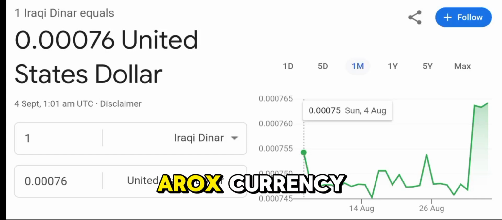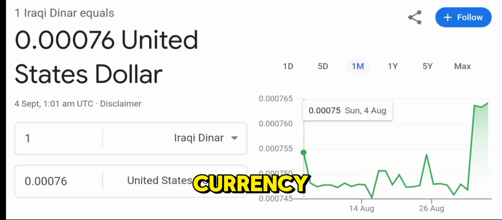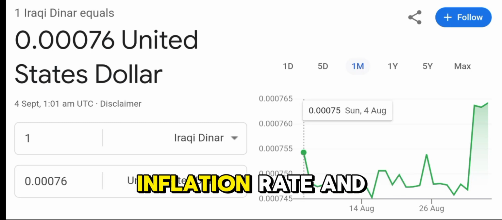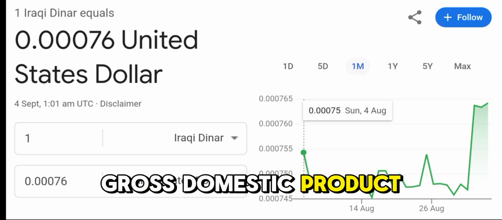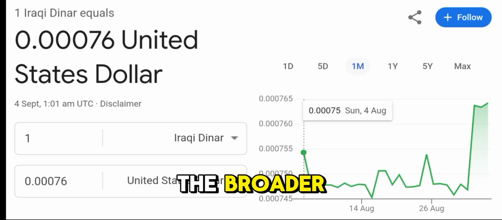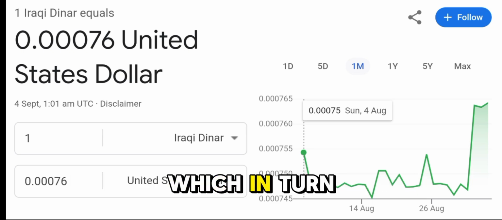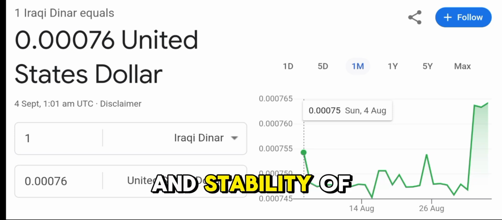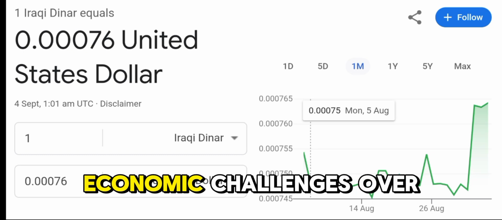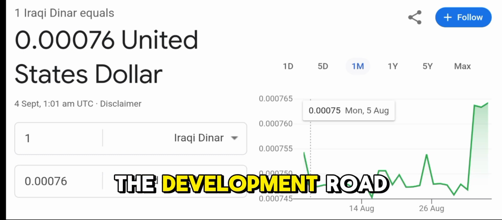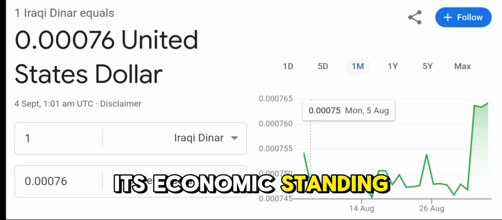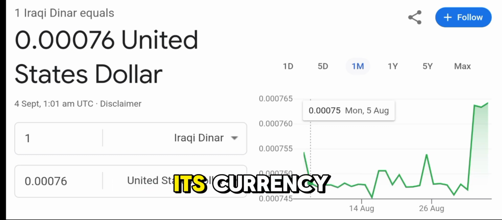The value of Iraq's currency, like any nation's currency, is closely tied to a range of economic factors, including the employment rate, inflation rate, and gross domestic product, GDP. Understanding these factors provides insight into the broader economic health of the country, which in turn influences the strength and stability of its currency. For Iraq, a country that has faced numerous economic challenges over the years, the Development Road Project represents a significant opportunity to improve its economic standing and, by extension, the value of its currency.